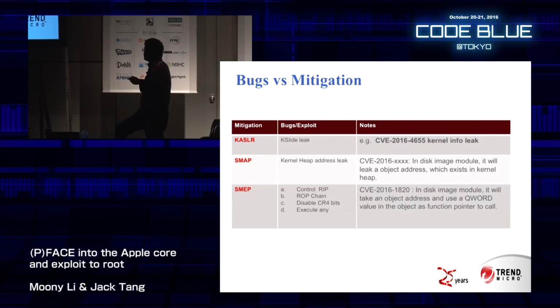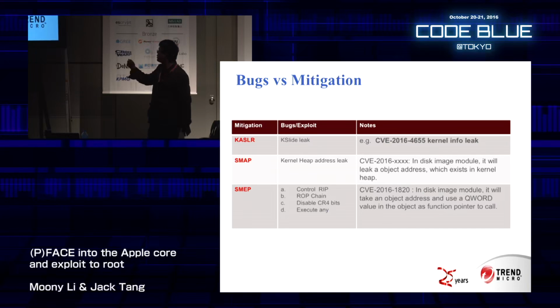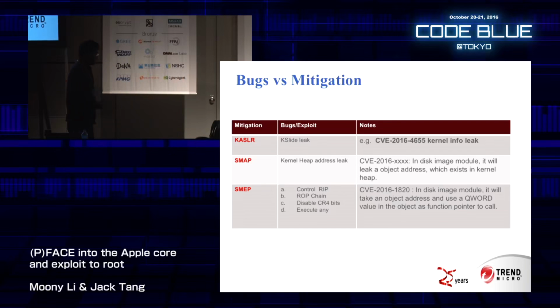Using this vulnerability, we could control the EIP or RIP register. And we could lead the execution to the ROP chain. In this ROP chain, we will disable the CR4 register to shut down SMAP and SMEP. Then the payload in the user mode could be executed in the kernel directly.